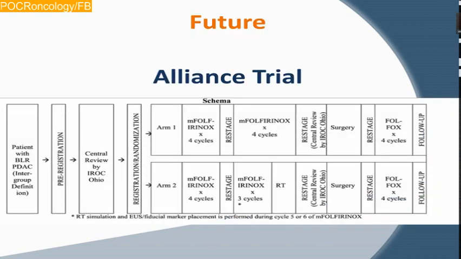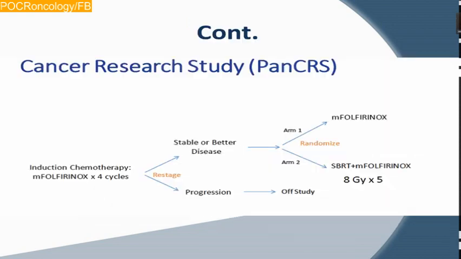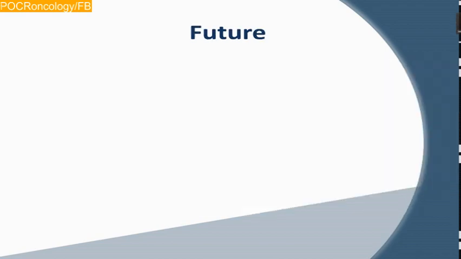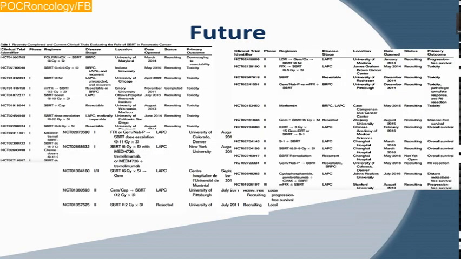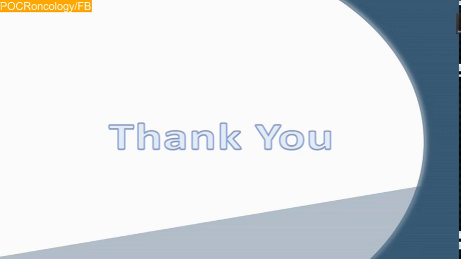The future, as mentioned by Dr. Hamed, is the Alliance trial. It is in the borderline setting. It is either chemotherapy or we apply SBRT on the regimen. There is another one for locally advanced with SBRT as well. And there are 100 of them here. And by that, I conclude. Thank you very much.